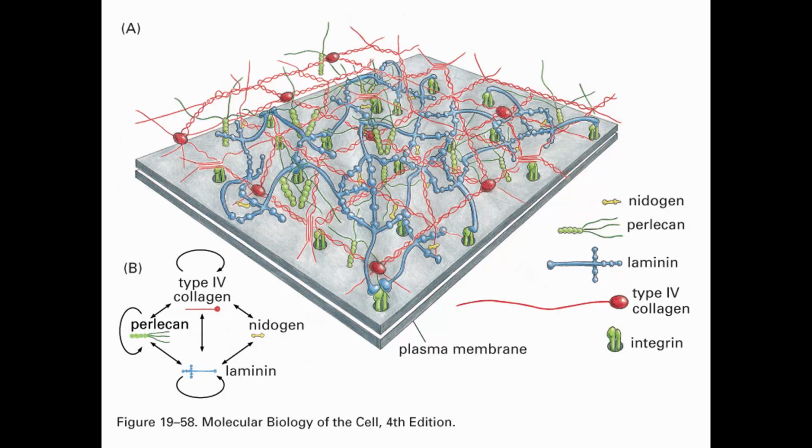And if you look at a two-dimensional rendition, and this is type 4 collagen, laminin, perlecan, integrin, you can see how complex the organization is and what things are binding to what other things. So the basal lamina is a very complex, well-organized structure.